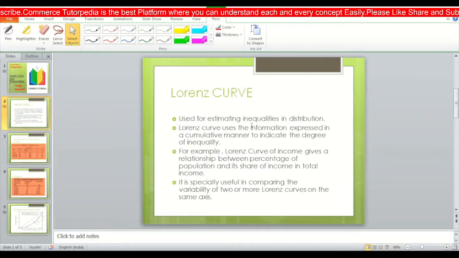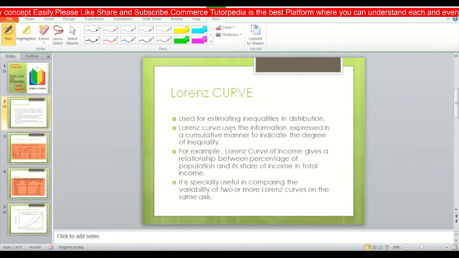So what is a Lorenz curve? Lorenz curve is a graphical measure which is used for estimating inequalities in distribution. You may have heard statements like the top 10% of the people of a country earn 50% of the national income, while the 20% account for 80%. Now how do we come to such conclusions? How do we calculate the inequalities? To calculate those inequalities we use the Lorenz curve.